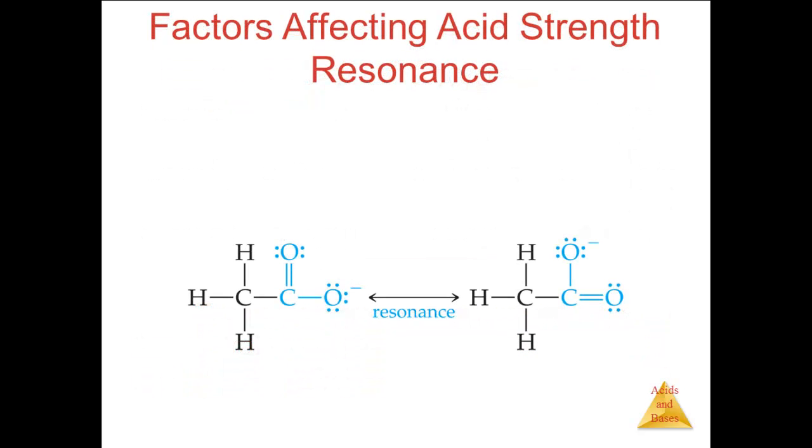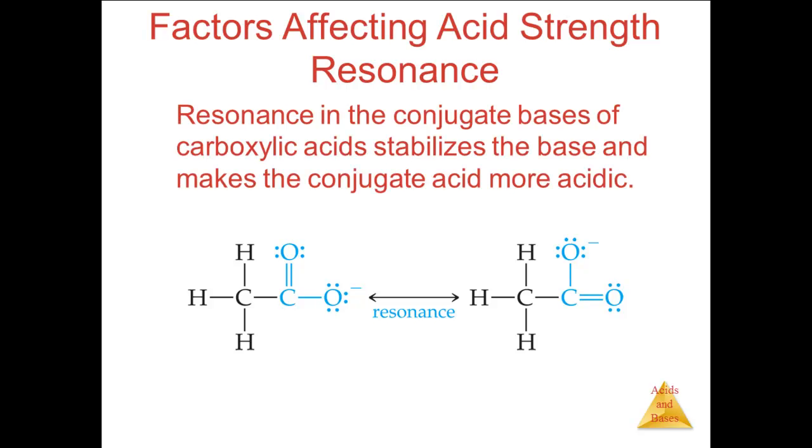Factors affecting acid strength, resonance. The carboxylic acids, and many others, like HNO3 for example, have resonance forms that become available only when the proton is donated. If there are resonance forms that occur with the loss of hydrogen, then it provides additional stability and makes the proton easier to remove, so the acid is stronger.